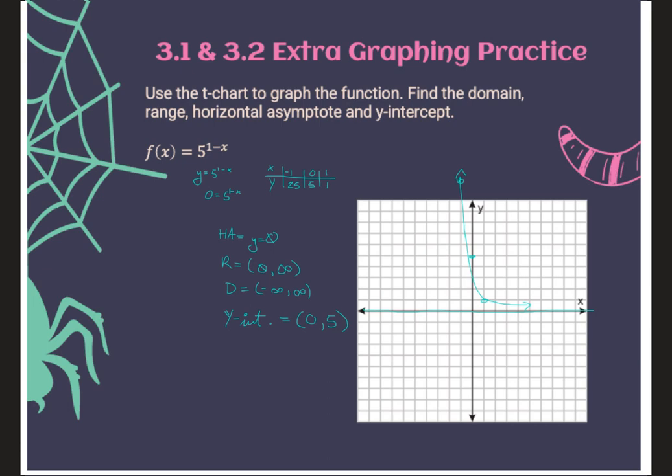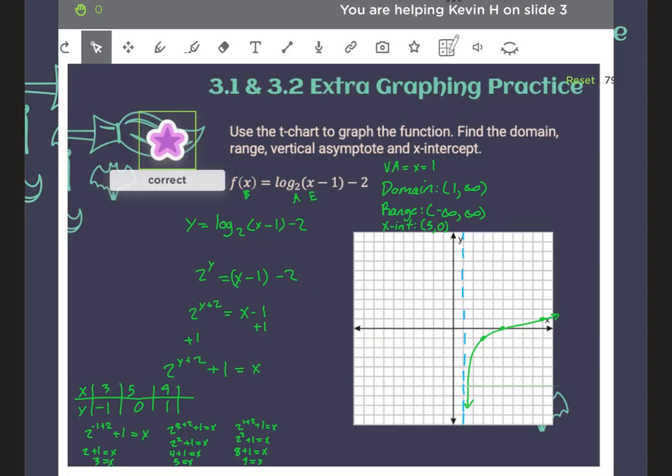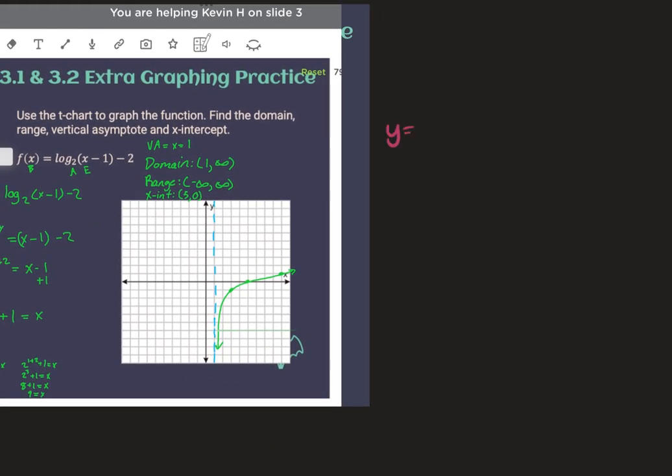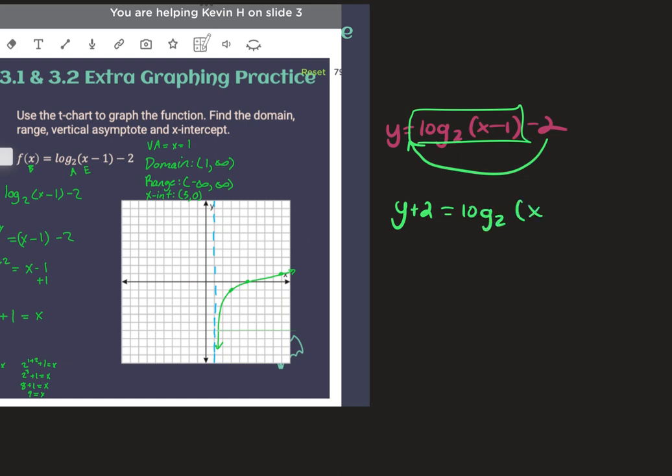Range is at 0. Domain, all real numbers, and the y-intercept at 0, 5. 3 is where it started to get a little bit shaky. So when I convert this log, it's y equals log base 2 of x minus 1 minus 2. You have to isolate the log by itself first. The parentheses stays with the log, but this 2 has to move. So it's y plus 2 equals log base 2 of x minus 1.